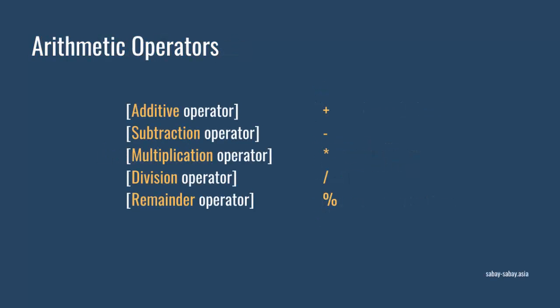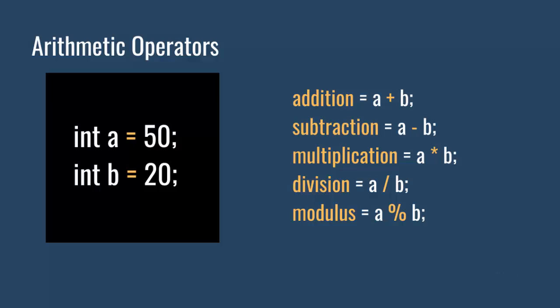These symbols are arithmetic operators. I will give you some examples. The variable a holds 50 and the variable b holds 20. The a plus b statement means to add two variables, so this statement gives 70. The a minus b statement means to subtract the right-hand operand from the left-hand operand, so this statement gives 30.